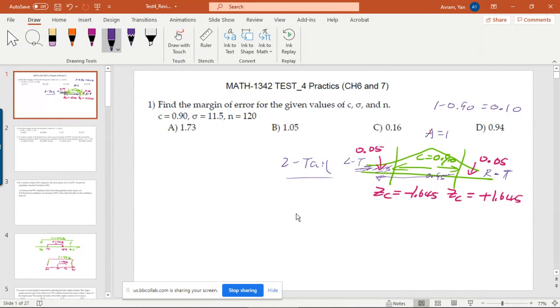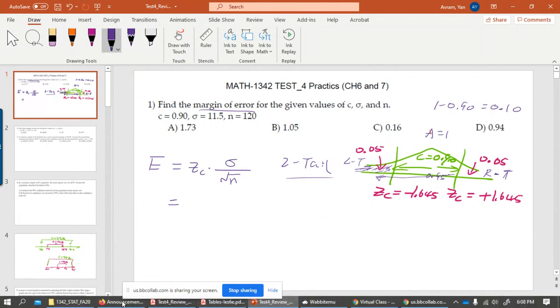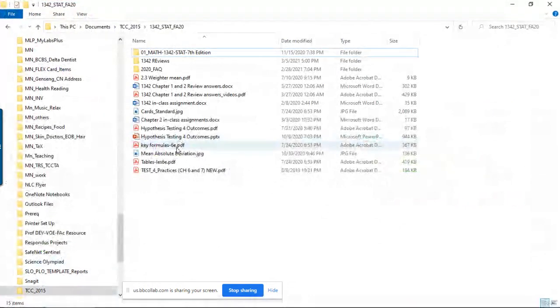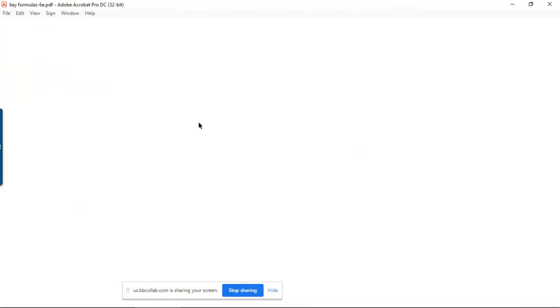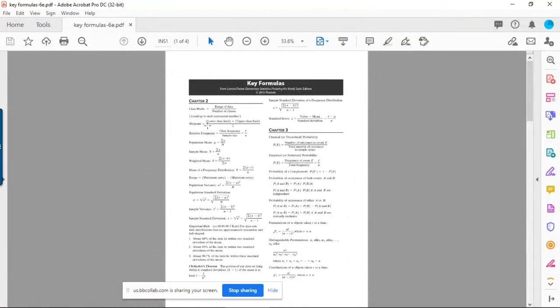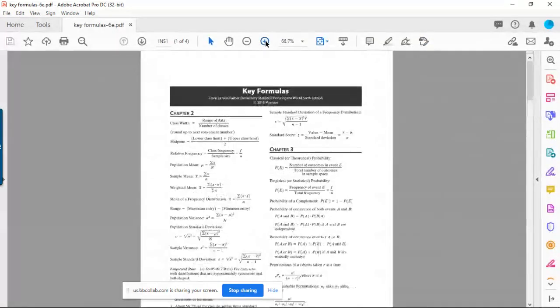Once we find a z-score, we have a formula for the margin of error, right? We want to find the margin of error. This is z sub c times sigma over square root of n. All right. This formula is in the formula sheet. If you do not know, we have key formulas which you can use for the test.